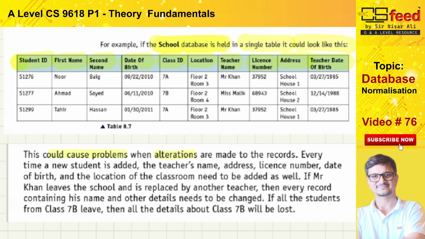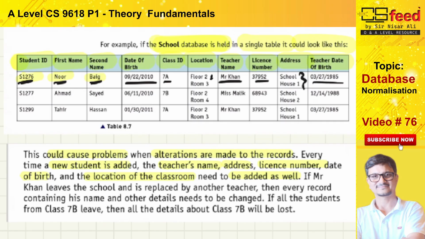This could cause problems when alterations are made to the record. So what kind of alterations? Every time a new student is added, for example, this student Noor Beg, the teacher name, address, license number, date of birth, and the location of the classroom need to be added as well. So this has to be repeated. With a new student addition, you can see the student ID, Noor Beg, and date of birth, which is related to a particular student. With the class ID, class ID is fine, location is fine, but you need to add the teacher name, the license number, and these details every time.